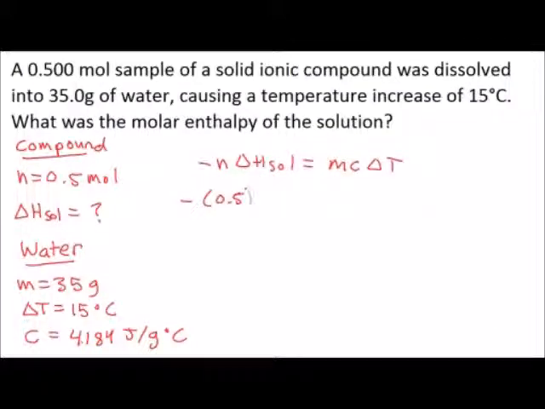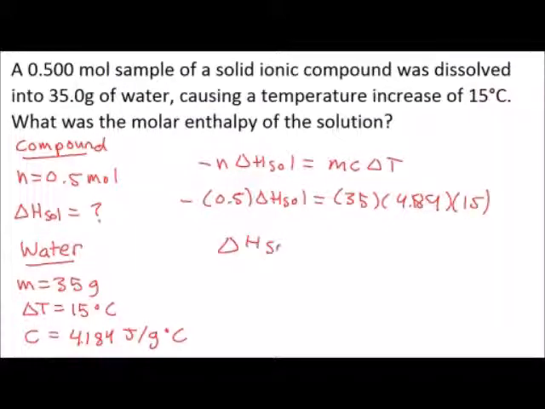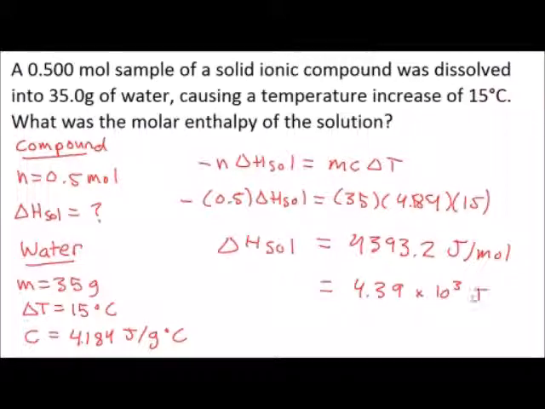We substitute in all the variables that we know. Using algebra, we find that the answer for delta H solution is equal to 4,393.2 joules per mole. For significant digits, we reduce this down to 4.39 times 10 to the power of 3 joules per mole. Finally, since delta H is supposed to be in kilojoules, we convert it one more time to 4.39 kilojoules per mole. This is our final answer.